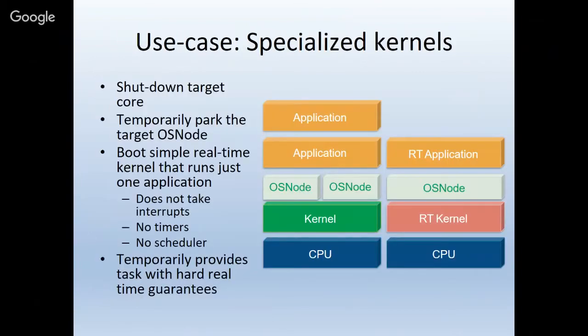Now we have freed up one of the cores. We can boot this core with a special kernel and build a simple real-time kernel that essentially does not take any interrupts. It does not have any timer or scheduler in the kernel. It is designed to just run a single application. So this kernel is connected to the OS node and temporarily runs a real-time application.